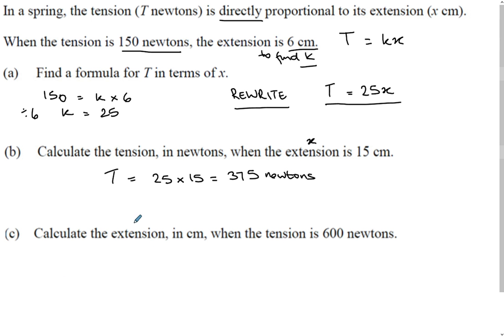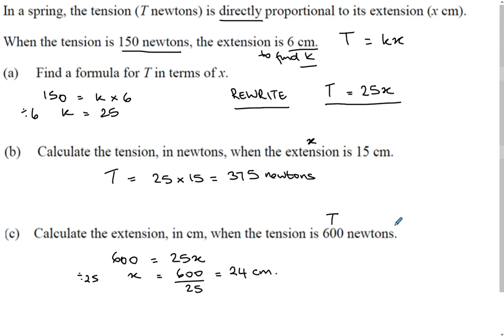Calculate the extension in centimeters when T is 600 newtons. So we go 600 equals 25x, and because x has been multiplied by 25, we divide by 25. So x equals 600 divided by 25, which is 24 centimeters.